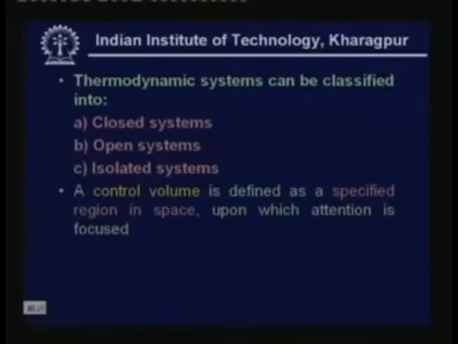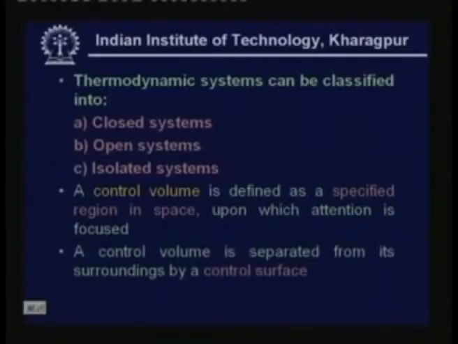Now, a control volume is defined as a specified region in space upon which attention is focused. So, a control volume can be thought of as an open system where mass can enter or leave. And a control volume is separated from its surroundings by what is known as a control surface.